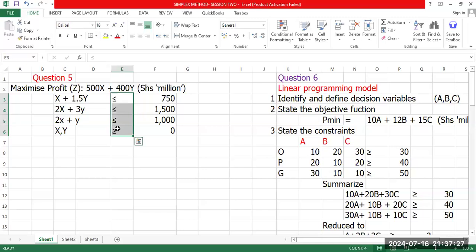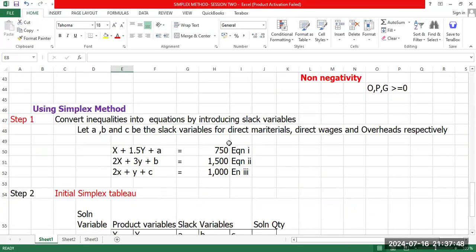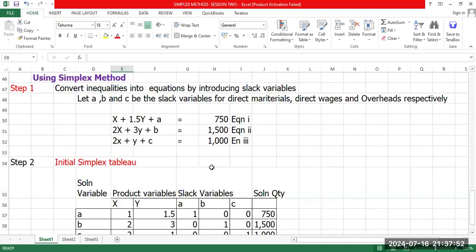That's where we expect you to be having either surplus: have you fully utilized your constraints, your available materials, have you utilized the available workers? That's basically why you are introducing slack variables. At the end, we will see whether we actually have a surplus or not.